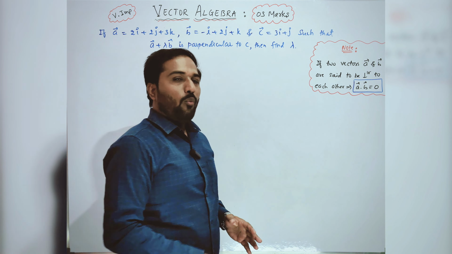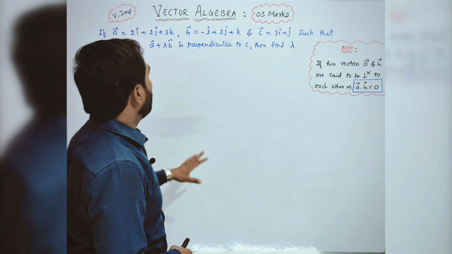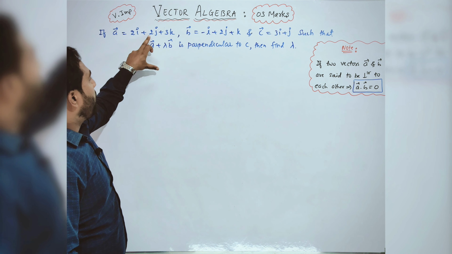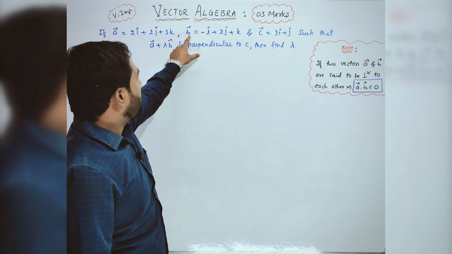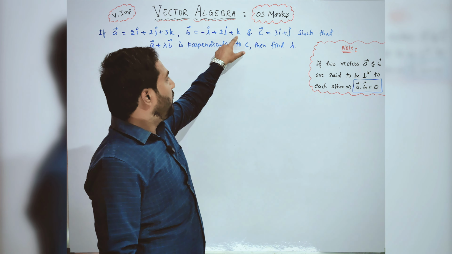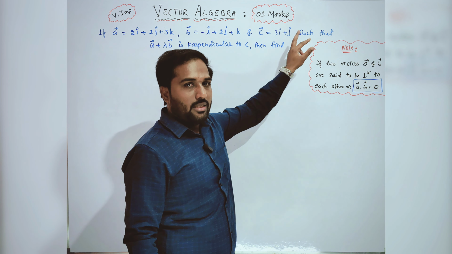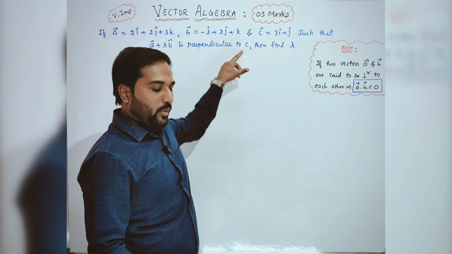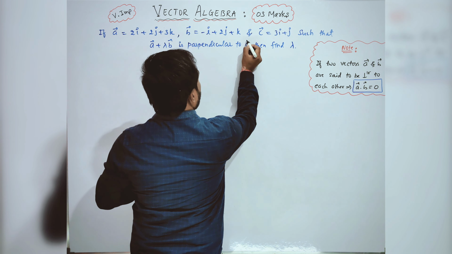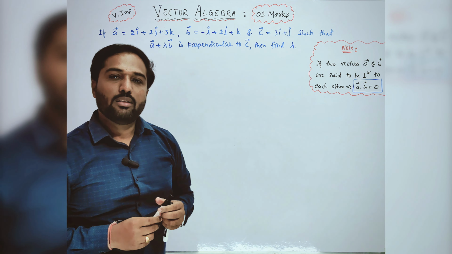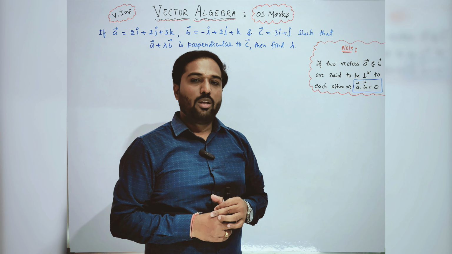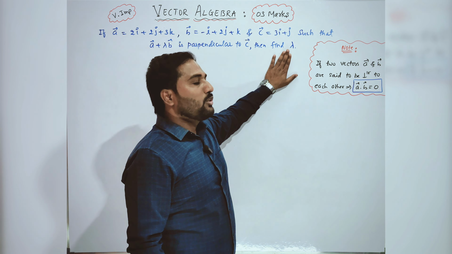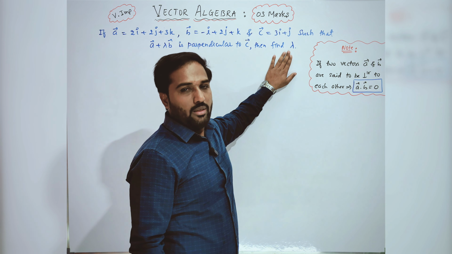Okay, my dear students, we'll see one more important example on vector algebra for 3 marks. That is, if vector A is equal to 2i plus 2j plus 3k and vector B is equal to minus i plus 2j plus k and C is equal to 3i plus j, such that A plus lambda B is perpendicular to vector C. So this is vector C. Then find the value of lambda. We need to find the value of lambda, so this is the lambda to be obtained. Lambda is any constant value.